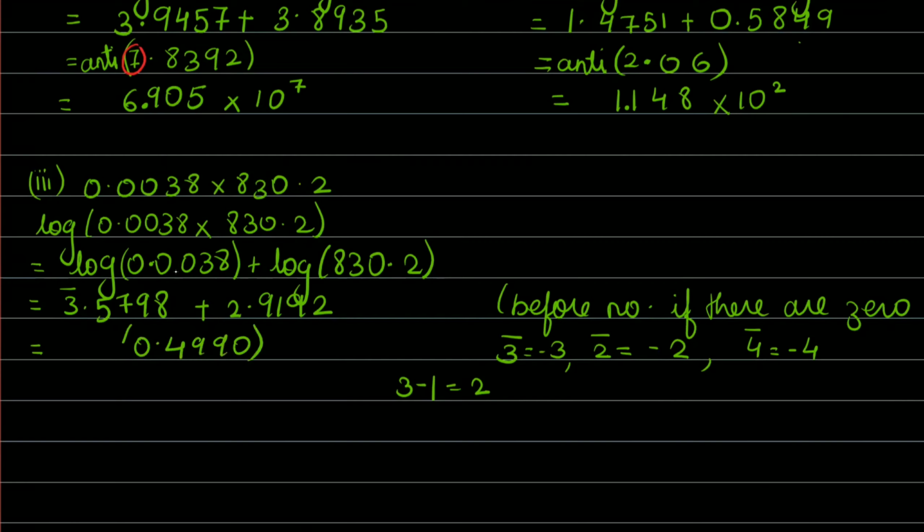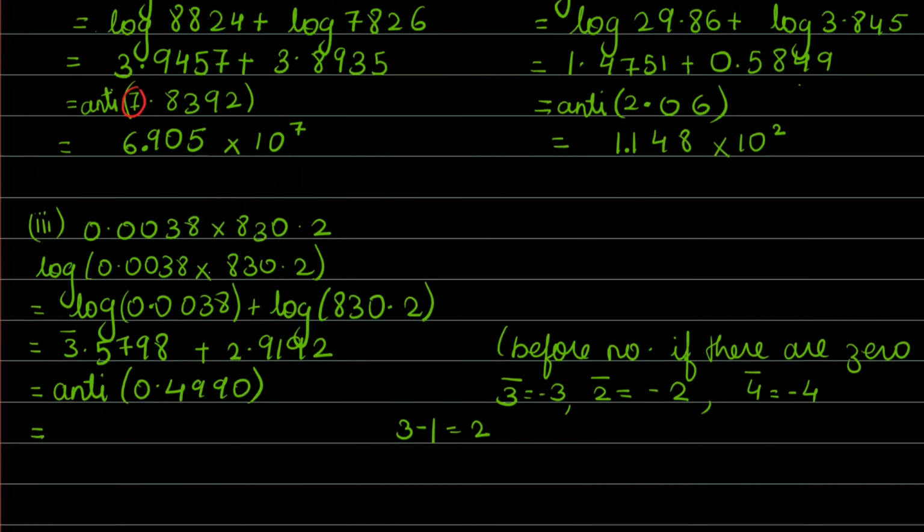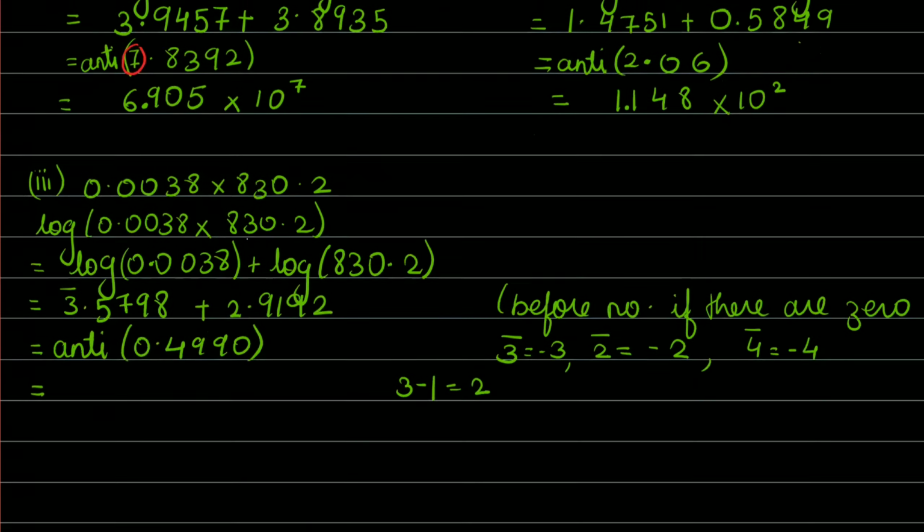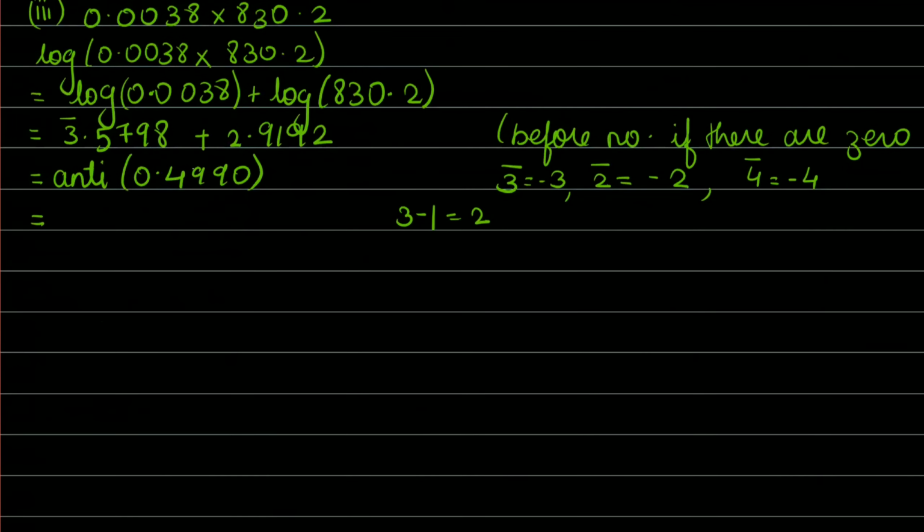So we're going to write 0.4990. Now we are going to apply anti-log. All right. This log will come to the right hand side, it will become anti-log. The opposite of the log is anti-log. So we are going to find the value for anti-log. We know that whenever we want to check the value for anti-log, we always check the value after the point.